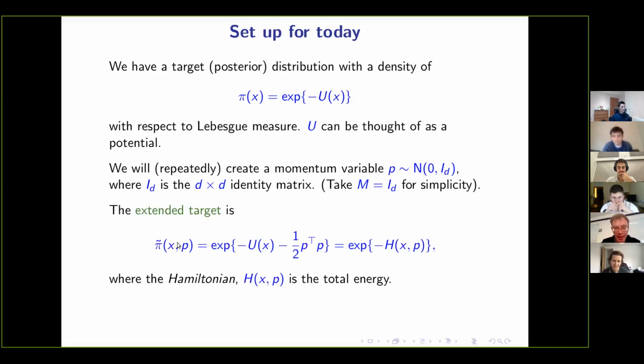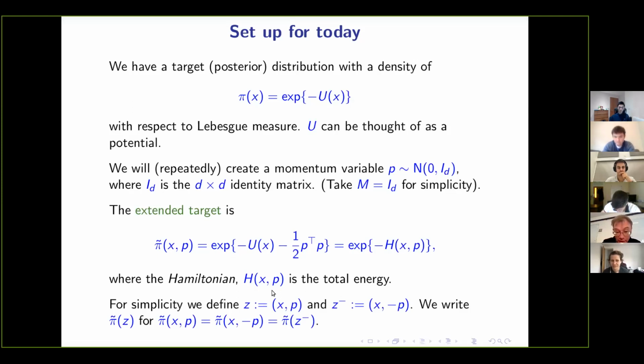So in HMC, we have an extended target. I'm going to call this pi tilde, which is a function of position and momentum. And its negative log is essentially the potential energy plus the kinetic energy, half p transpose p. Okay, or you can think of that whole thing as the Hamiltonian, the total energy.